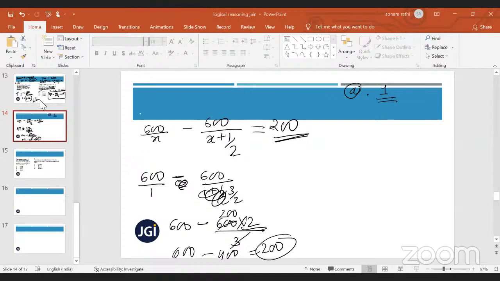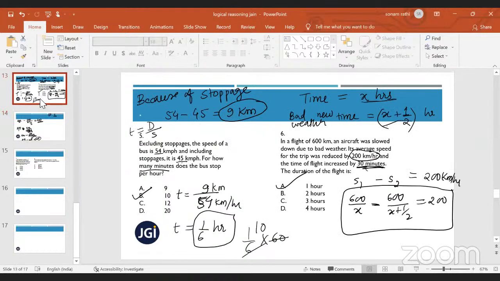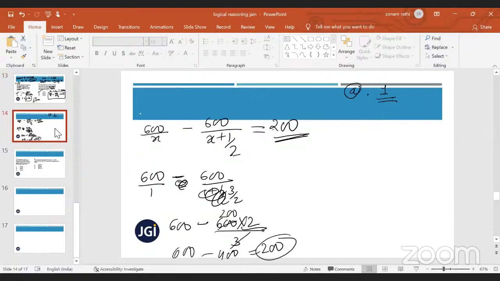Okay, those who are asking for question number 6, here it is. Answer is option 1. How did we get it? By putting options. We put options and check.